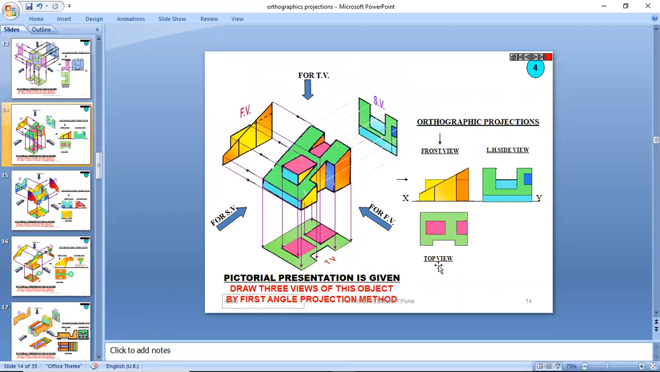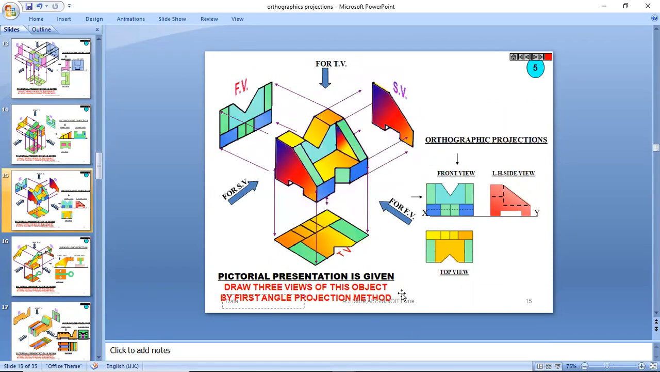In the next problem, this is another object you can observe here, and these are the various views on the reference plane, converting this three dimensional drawing into 2D views. This is again another example. We will share these examples with you afterwards, and you can also practice how to draw these various views, that is, front view, top view, and side view.